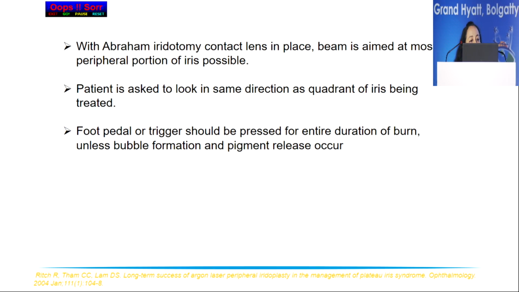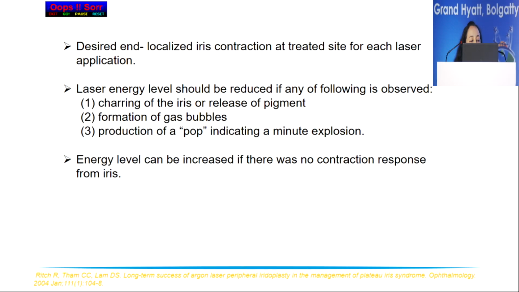So again, we use the Abraham iridotomy contact lens, and usually we ask the patient to look in the direction of the quadrant of the iris being treated, and we can use a foot pedal or trigger depending on the machine, and watch for the entire duration of the burn unless there is bubble formation and pigment release. The desired end point is that we want to see the iris contraction at the treated site, and we should reduce the energy if we see charring of the iris or formation of gas bubbles.